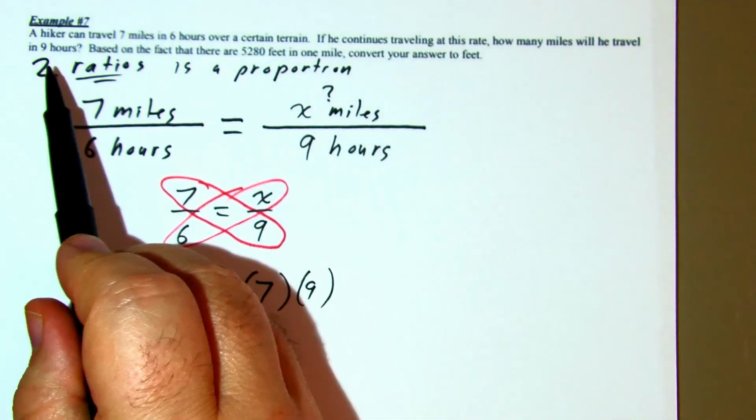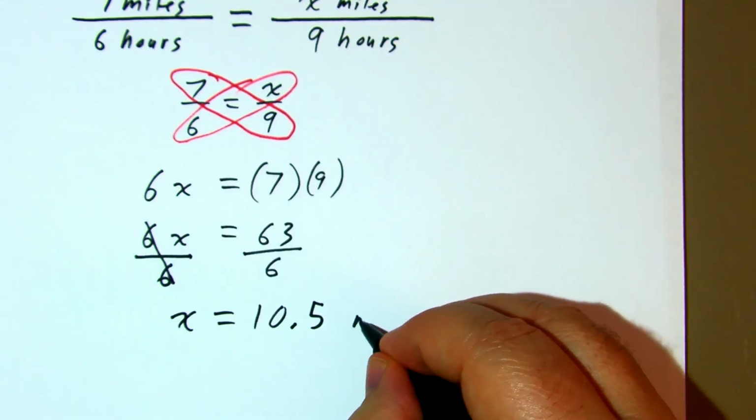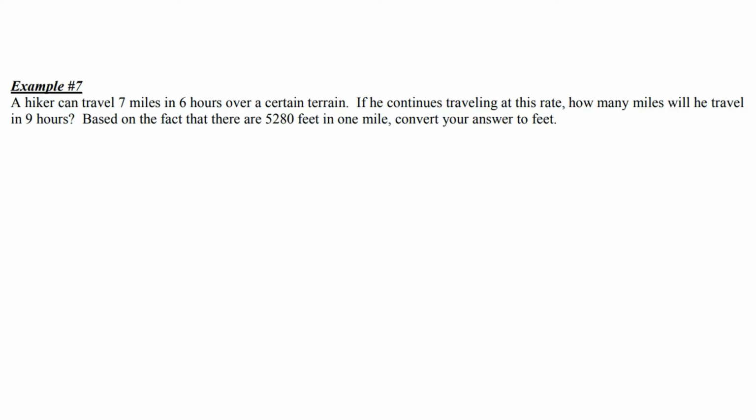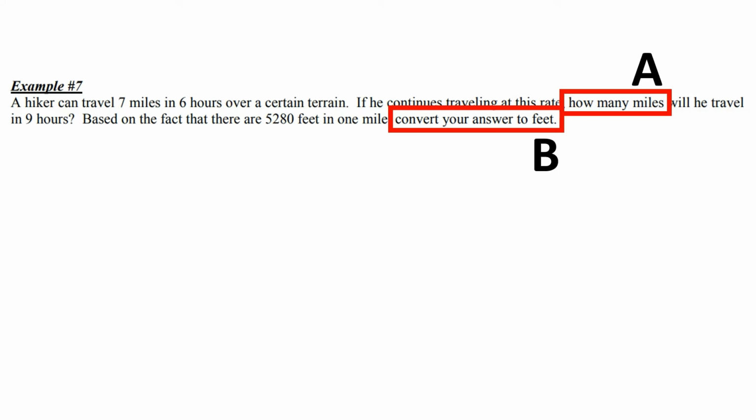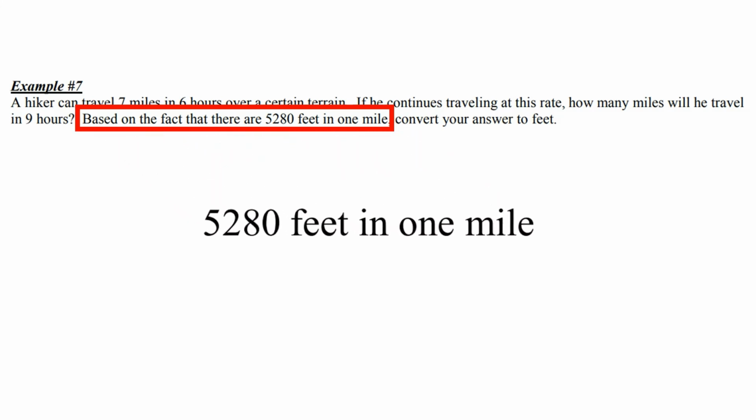10.5. It said, how many miles will he travel in 9 hours? So we've answered the question, how many miles? The answer is 10.5 miles. So if we look back at our question, we've already determined how many miles this was, 10.5. But we're also asked to convert our answer to feet. We've found part A. We're looking for part B. We need to know how many feet there are in 1 mile. And as it says here, there are 5,280 feet in 1 mile.